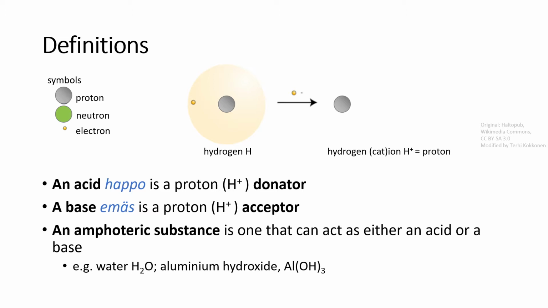Acids are known as either hydrogen ion donors or proton donors. Bases are hydrogen ion acceptors or proton acceptors. So, acids donate H+ ions to another ion or molecule which acts as a base. A substance is said to be amphoteric if it can behave either as an acid or as a base. Water is the most common amphoteric substance.